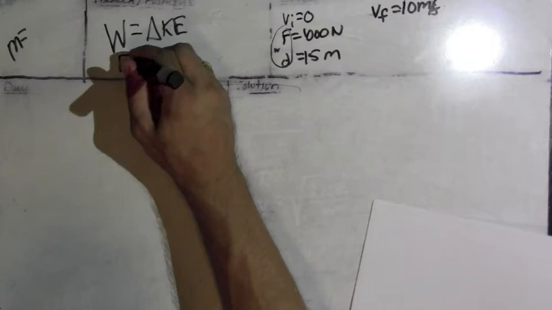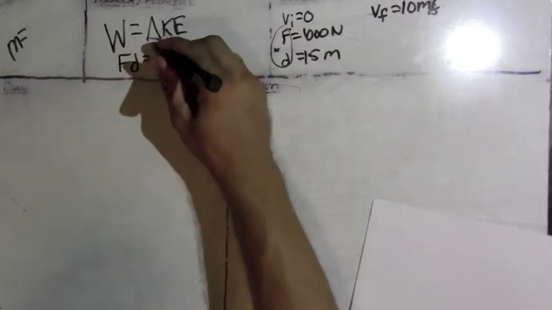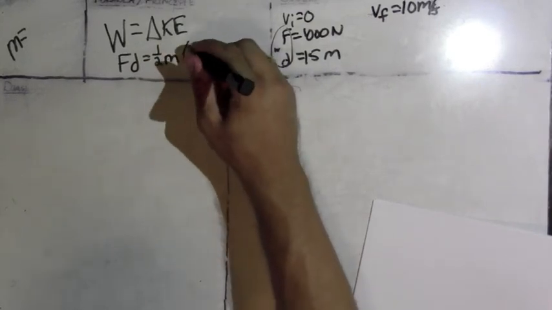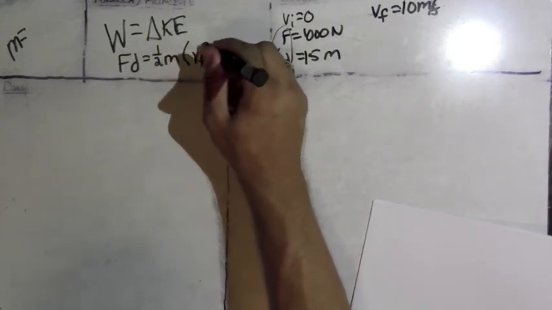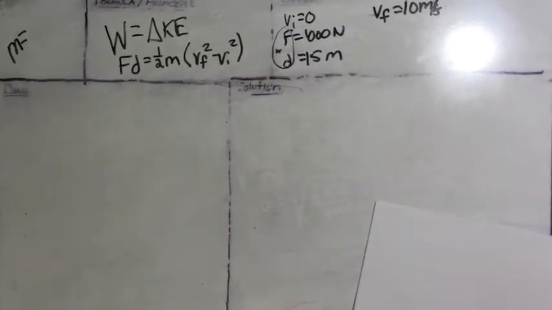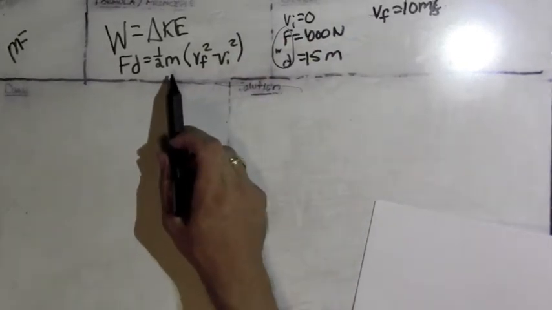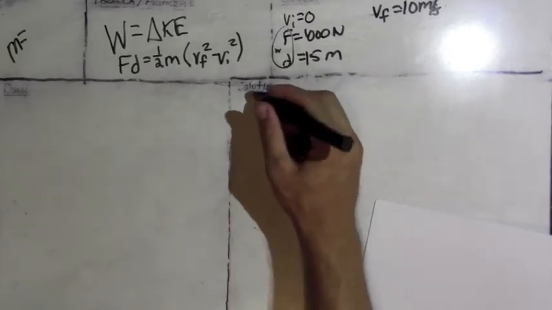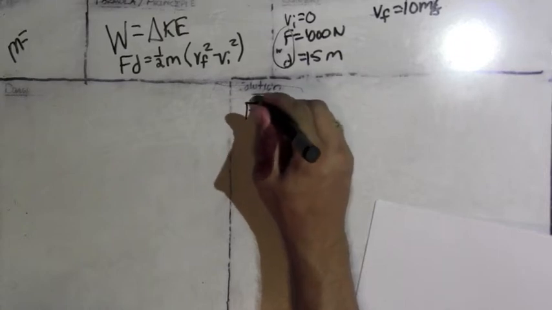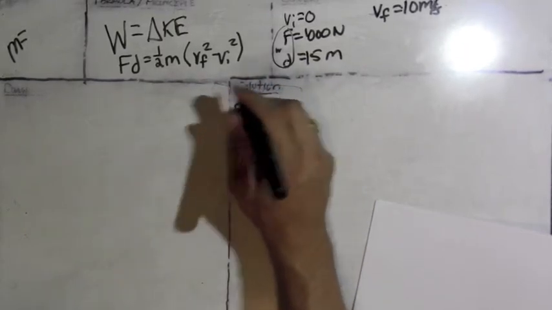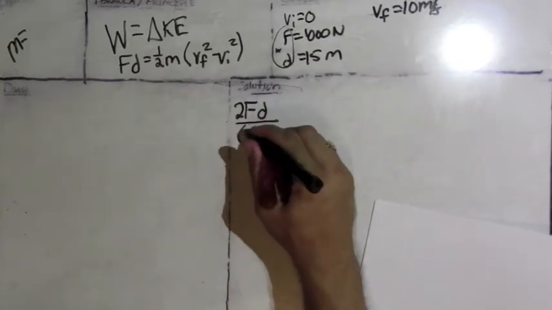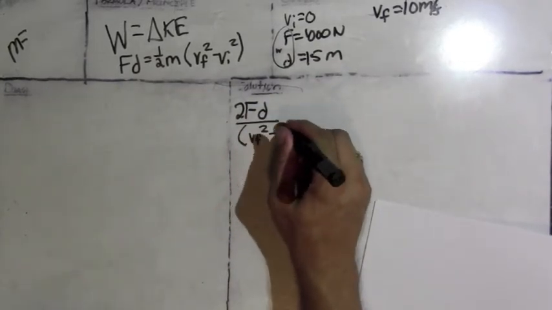or the more useful term for us is going to be Fd is equal to 1/2 m (Vf squared minus Vi squared). So now, we can go ahead and plug our numbers in. Well, let's rearrange and solve for m. So you're going to have Fd multiplied by 2 to get rid of the half, divided by Vf squared minus Vi squared.